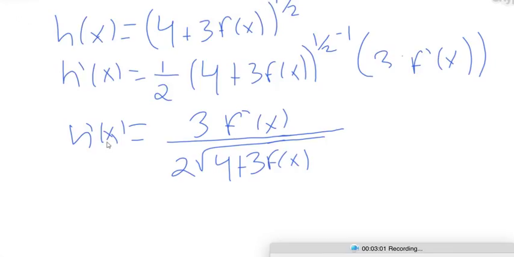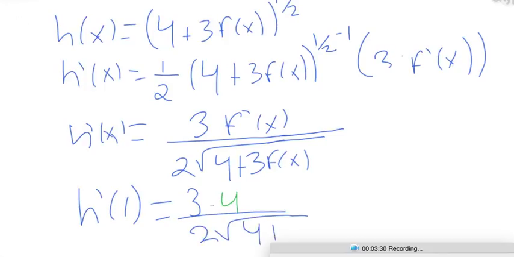Now we know that h prime of x is equal to this, but we need to find h prime of 1, and we know that f prime of 1 is equal to 4, so we can substitute that right now. So times 4. And then we know that f of 1 is equal to 7, so we can substitute that in as well. That's a 7.